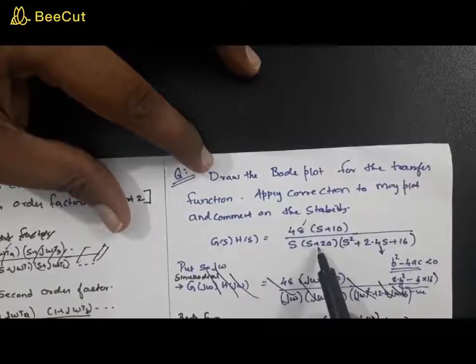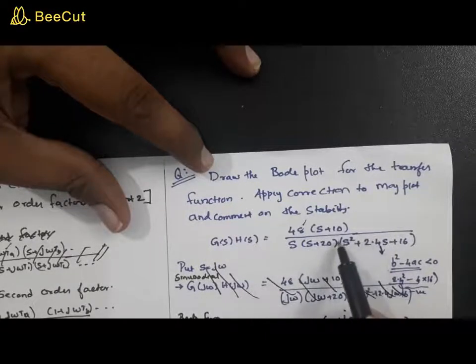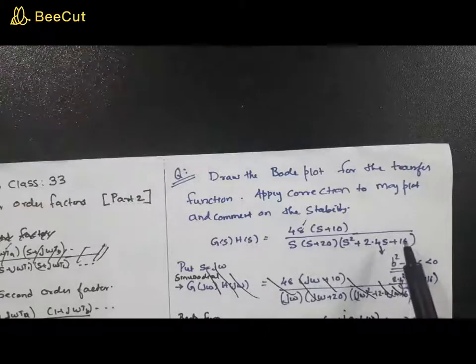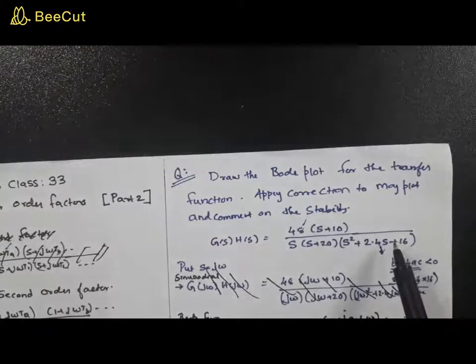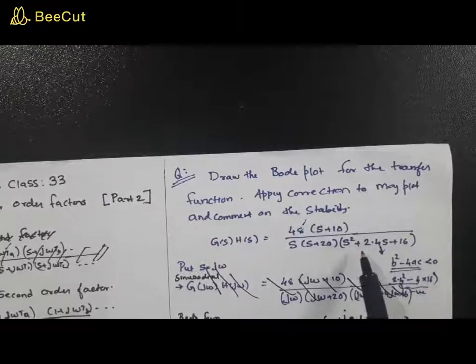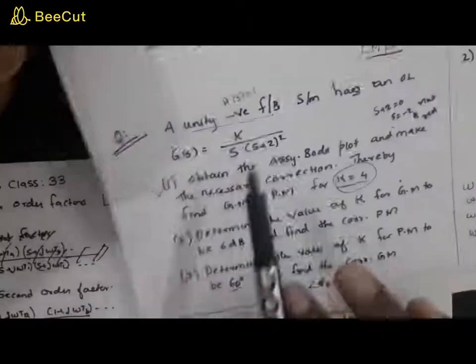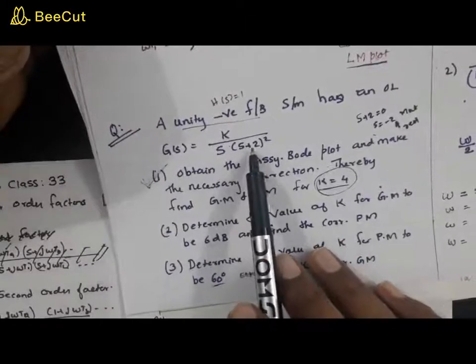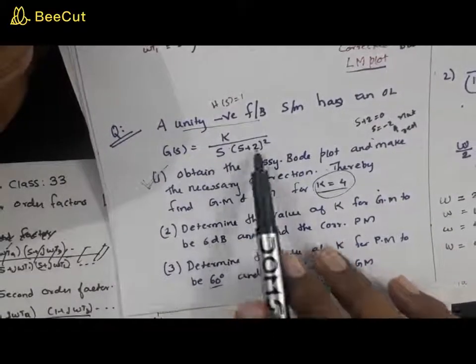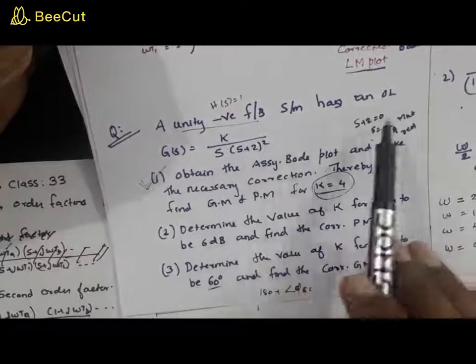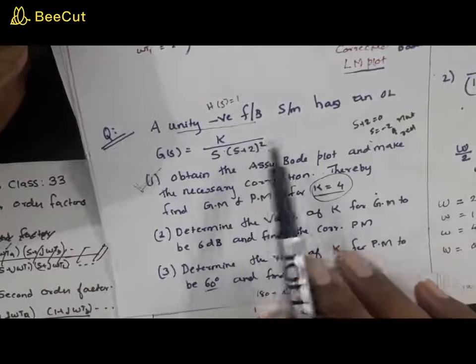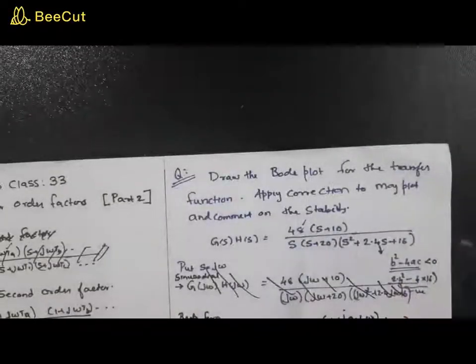and 1 by s plus 20. Now this is a term which you haven't yet considered. Even though this is a quadratic term, the thing is that since it is a real quantity, you can simply write it as a product of first order factors.